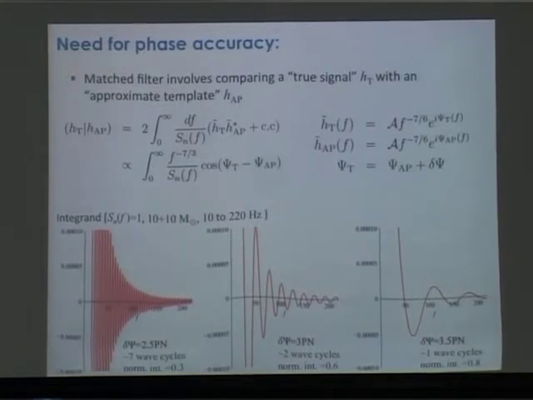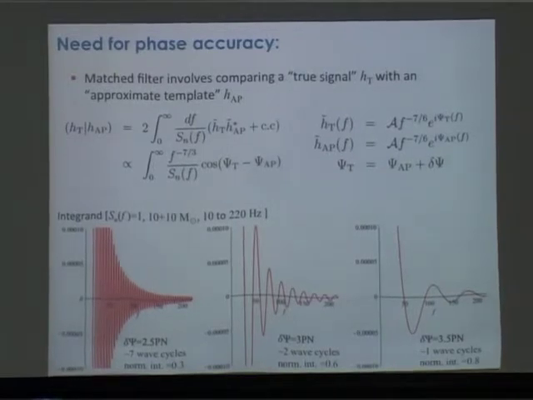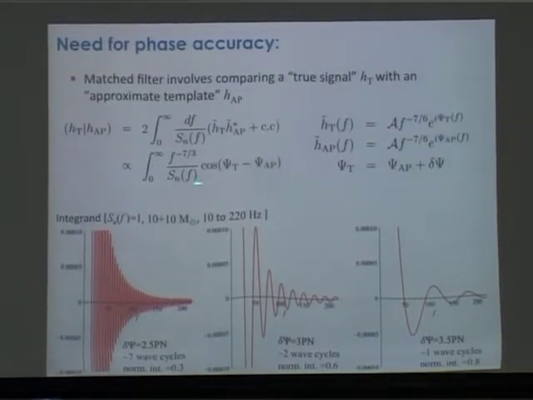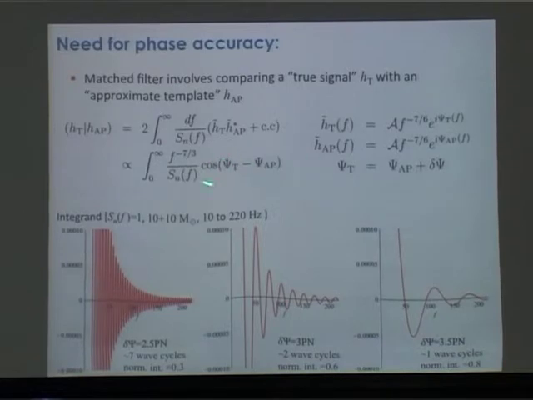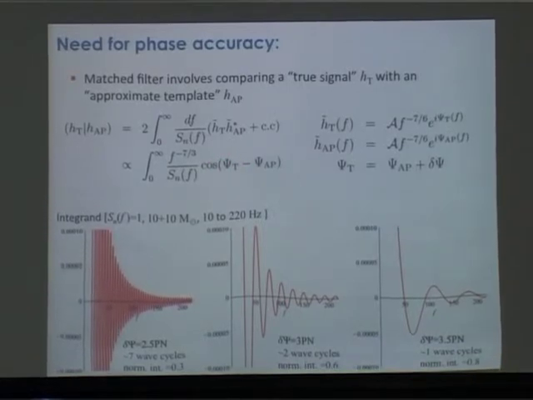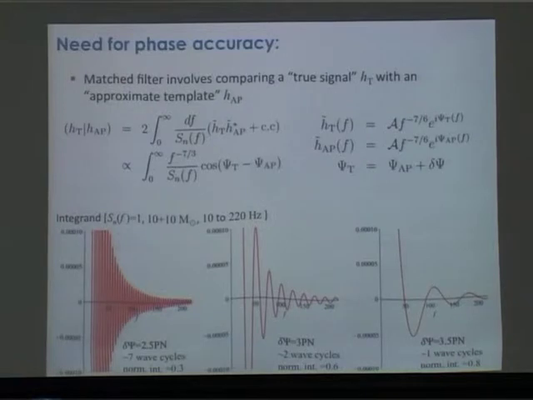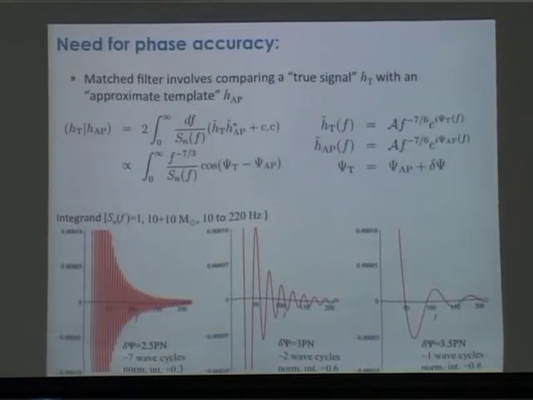Essentially what you see here is, suppose my signal is not very accurate. In other words, this phase that accumulates as a function of frequency is very big. This phase difference is very big. Essentially what that does is it imposes a cosine oscillation. So what I'm plotting here is the integrand.